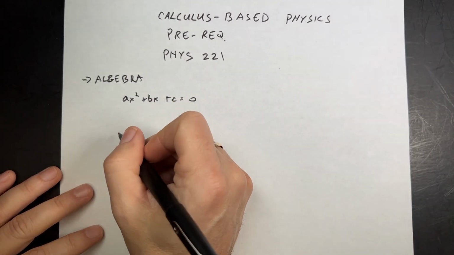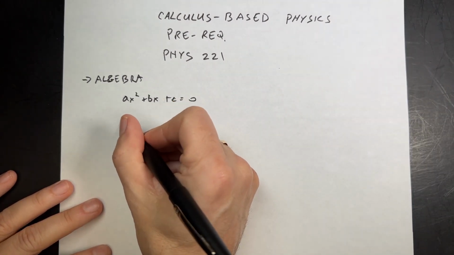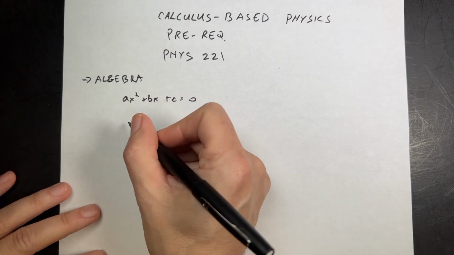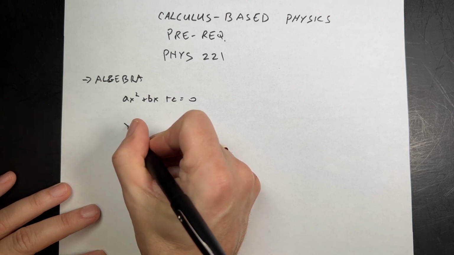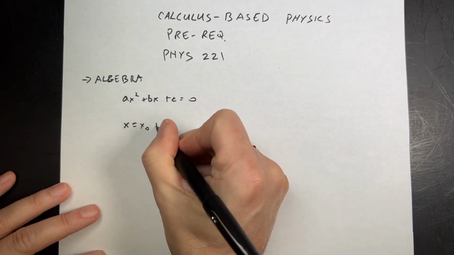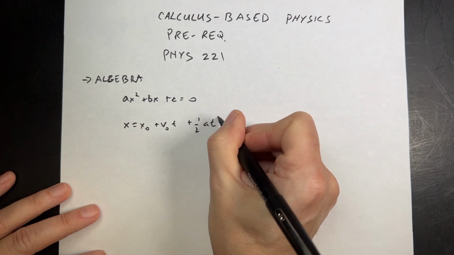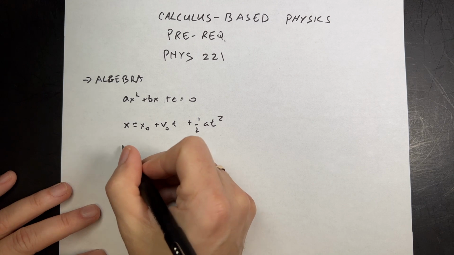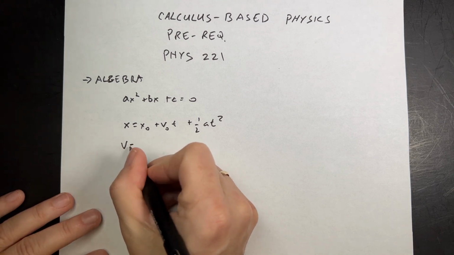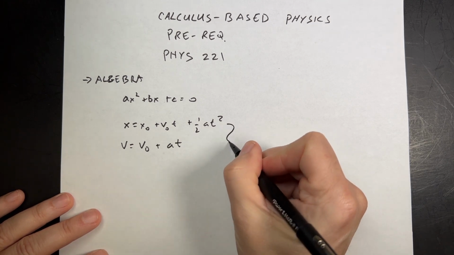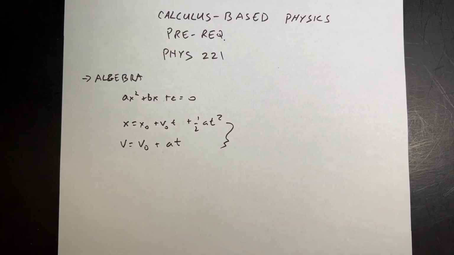You need to solve two equations for an unknown. Here's an actual example. x equals x0 plus v0t plus 1/2 a t squared. That's one of the kinematic equations. And then let's say v equals v0 plus a t. Can you rearrange these two equations so there's no t? Get rid of the t. So solve this for t and plug it in there. And that's not too hard.